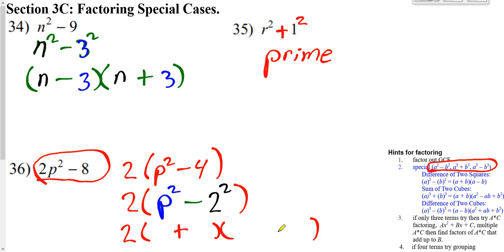Remember, one of the parentheses is plus, one of them's minus. It really doesn't make a difference. What goes in the beginning of each parenthesis? Well, what's in the multicolored line that's being squared at the beginning? Well, that's just a p, so p goes in the beginning of each one. Then you look back up over here. What's in the end that's being squared? Well, that's just a 2, so I'm going to put a 2 in the end of each parenthesis.